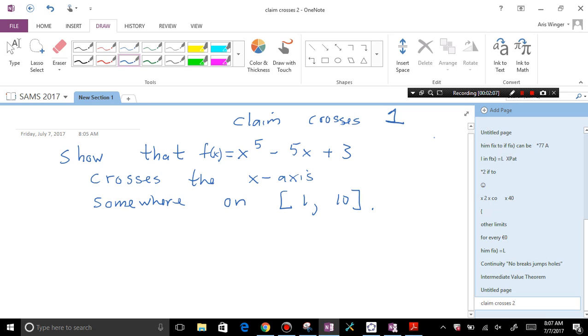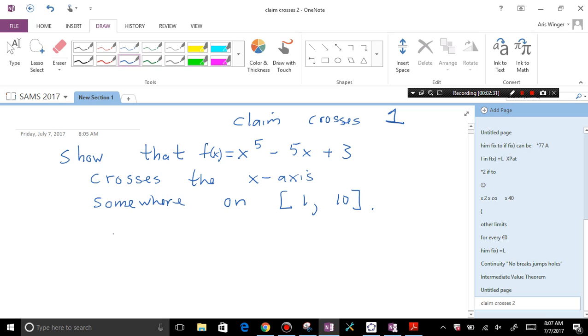Does this have to hit the x-axis, right? Because that's what we're about to prove. But I'm going to give you a general question in just a moment. But let's show that this crosses somewhere between 1 and 10. Go ahead. We can show that it crosses between 1 and 10 by plugging in 1.